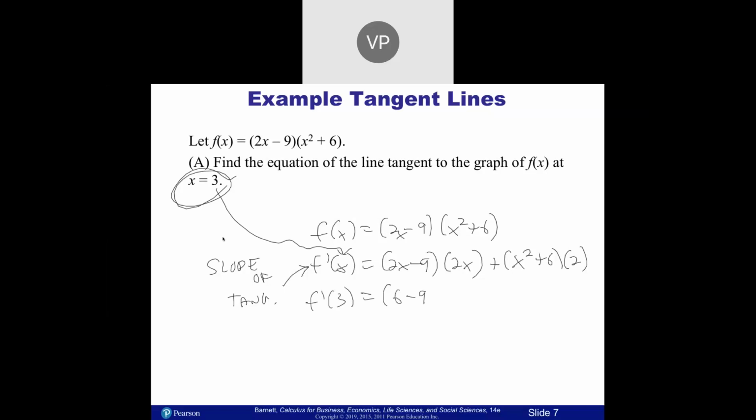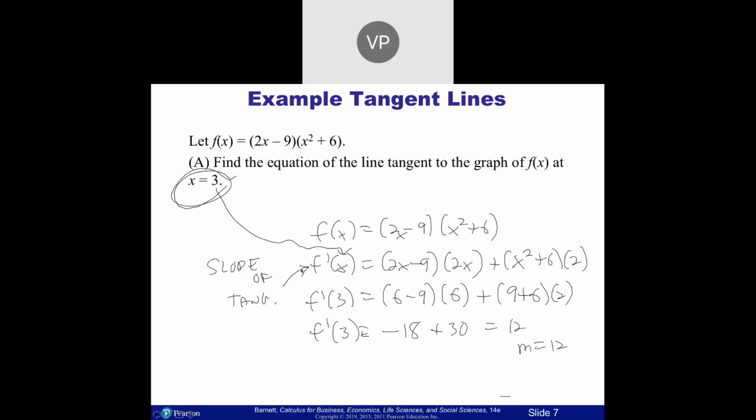So I get a 6 minus a 9. I get a 6 here. I get a 9 plus 6 times 2. And then we just do a little bit of math here. We get negative 3 times 6 is negative 18. 15 plus, times 2, is 30. And that's how we get a 12. That means however this curve looks, at 3, we have a slope of 12. Okay, that's what we found.